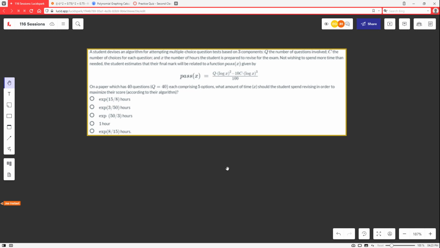So we have the number of questions times the natural log of X squared minus 10 times the number of choices per question times the natural log of X cubed, all of which is then divided by 100. We are told that Q equals 40 and that each question has 5 options. So C equals 5. So essentially what we need to do is put this into Wolfram Alpha, with the relevant things switched over. If we do that, we get the notes up so I can copy it without having to switch back and forth all the time. There we go.